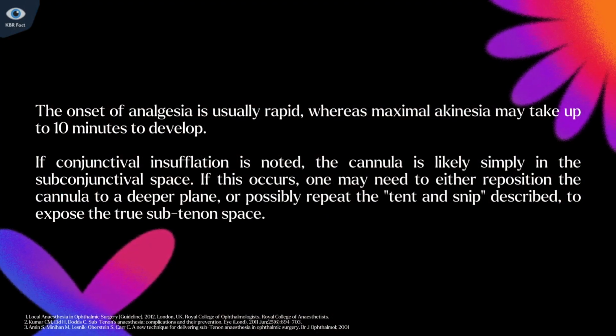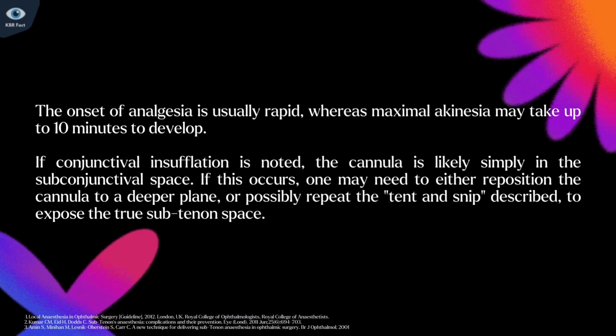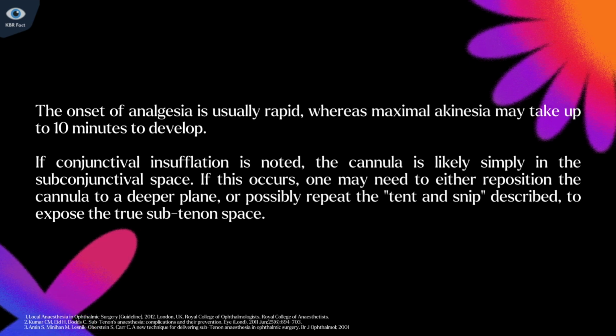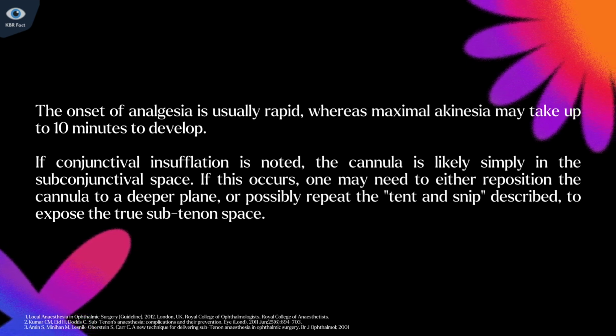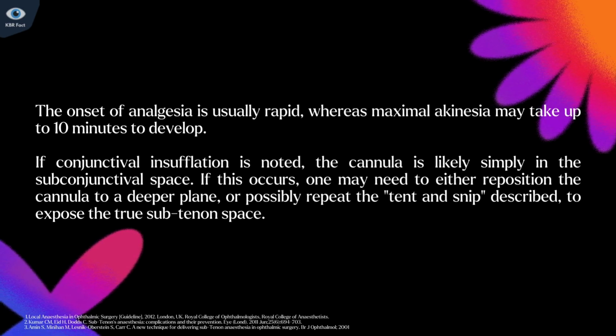The onset of analgesia is usually rapid, whereas maximal akinesia may take up to 10 minutes to develop. If conjunctival insufflation is noted, the cannula is likely simply in the subconjunctival space. If this occurs, one may need to either reposition the cannula to a deeper plane or possibly repeat the tent and snip as described before, to expose the true Sub-Tenon space.